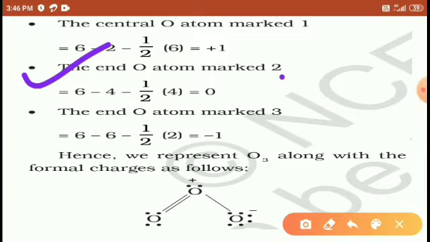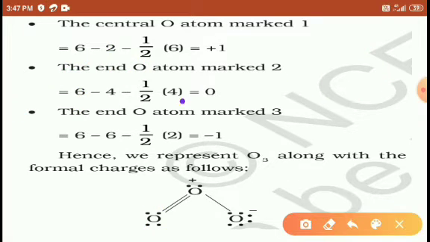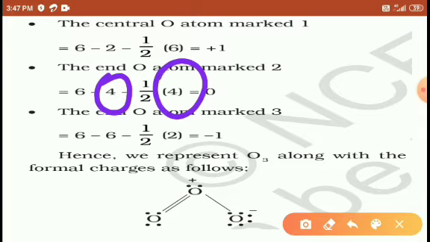Second oxygen atom, valence electron is 6. Each oxygen atom has 6 valence electrons in the outermost shell. How many are bonded here? 4 is bonded. Non-bonded: 1, 2, 3, 4. Non-bonded is 4. And then 1 by 2 into 4, the bonded electrons: 1, 2, 3, 4. 4 is bonded. We are using the double bond, which contains 4 electrons. So 4. Then we got the charge 0. It means total number of lone pair electrons 4, total number of bond pair electrons 4. So that's why it is neutral, 0.